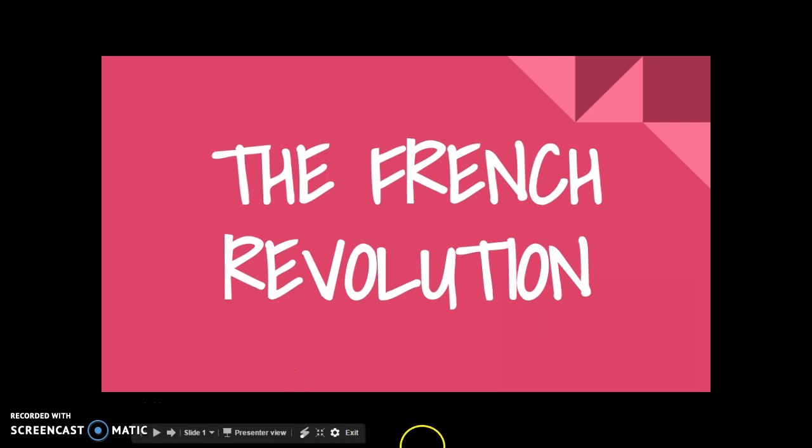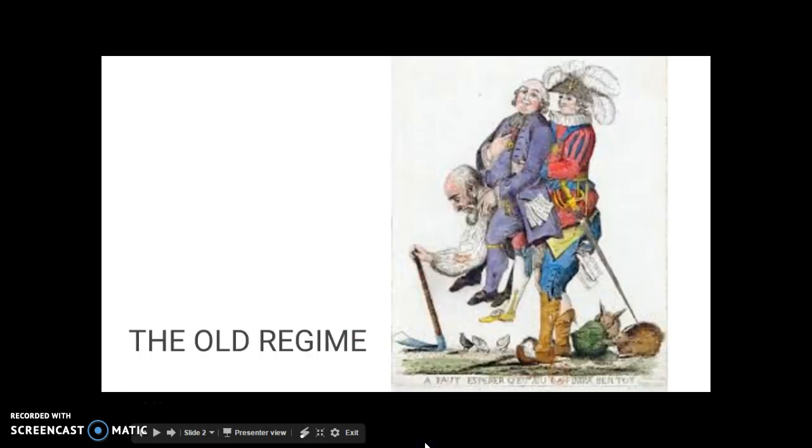Okay, so let's get a little bit of background knowledge before we jump right on into it. This is probably my favorite political cartoon about the French Revolution, and I love it because it perfectly captures what life was like before the Revolution. The period in France before the Revolution is called the Old Regime, and that's what goes in the parentheses in your notes. French society was set up as 3 estates, and they really were called the 3 estates. It was the first estate, the second estate, and the third estate.